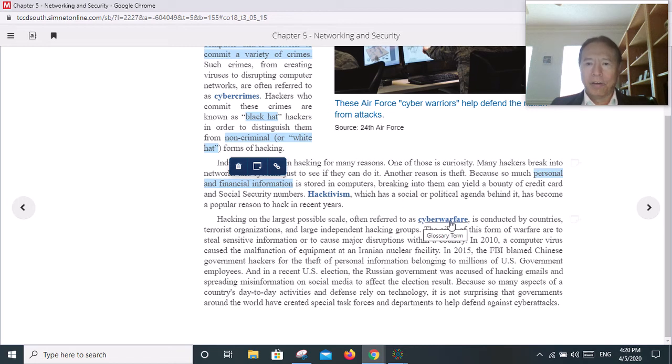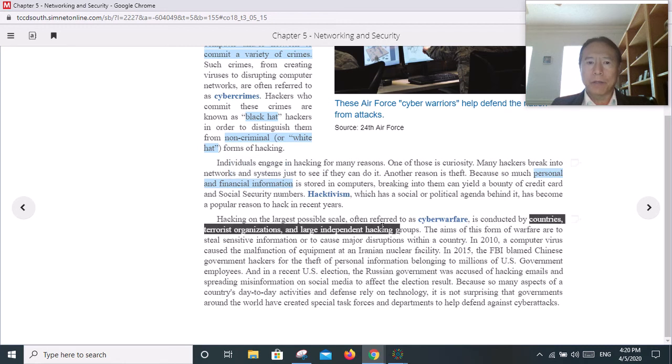Cyber warfare is conducted by countries, terrorists, and large independent groups. That's very, very true. So now, cyber security is national security. It is for all countries. Right now the countries' militaries, Air Force, Marine, they all use high tech. They use computers for their communication, for their weapons. If they cannot secure those computer systems for their weapons, they cannot fight. They cannot win. They're going to lose. That's for sure. So this is very, very important.